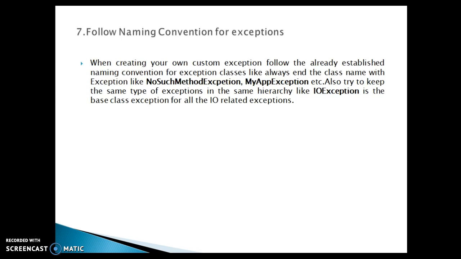Also, try to keep the same type of exceptions in the same hierarchy, like IOException is the base class exception for all the IO related exceptions, right? These are the things we should keep in mind when you create your own exception, right?